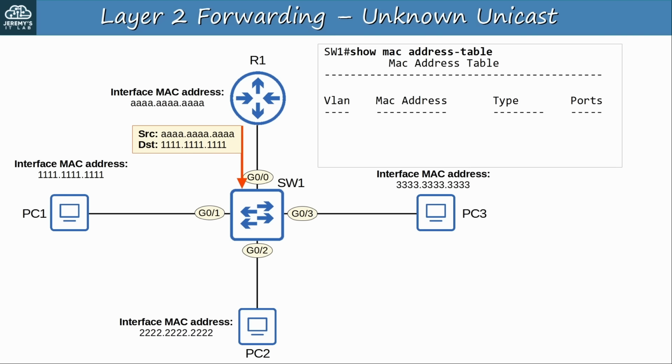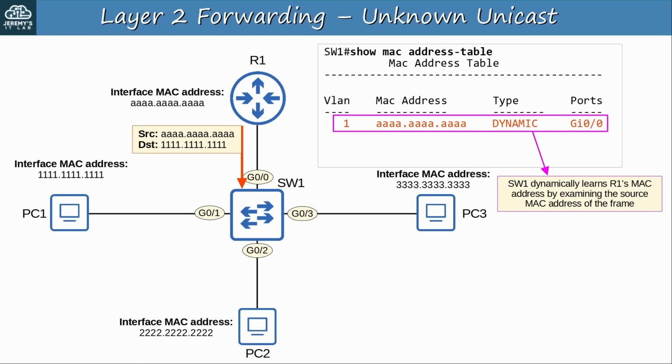When the frame arrives at switch 1, what happens first? Switch 1 checks the source MAC of the frame, and because it doesn't have an entry for the MAC address yet, it dynamically learns R1's MAC address. Because switch 1 received a frame from MAC address all A's on interface G0/0, it knows that it can reach that MAC address on that interface in the future. However, it doesn't know how to reach the destination MAC of the frame, all 1's. That's why this is an unknown unicast frame.